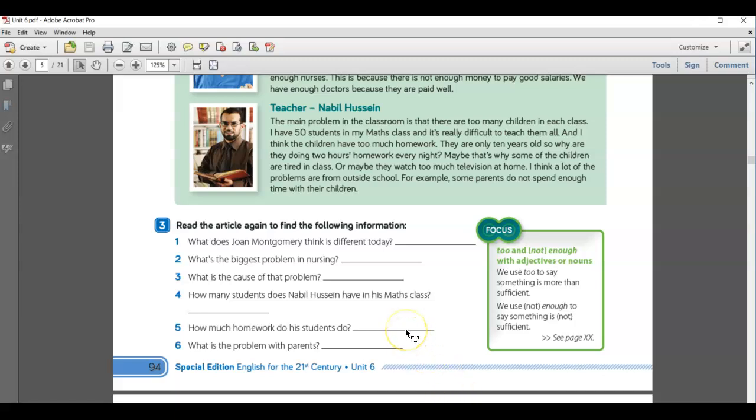Stop the recording now. Underline all the difficult words you don't know. Look up the meaning in your dictionary. Take 20 minutes to answer these questions. Then we'll move to the second part of today's lesson in a minute. Okay? Stop the recording for 20 minutes. Thank you.